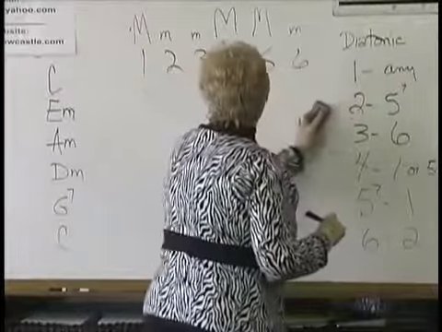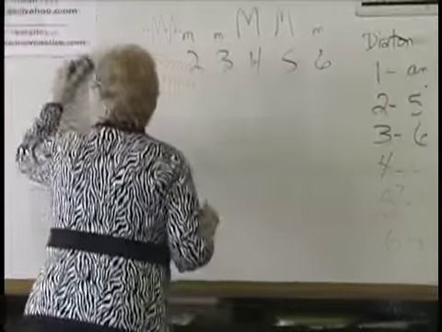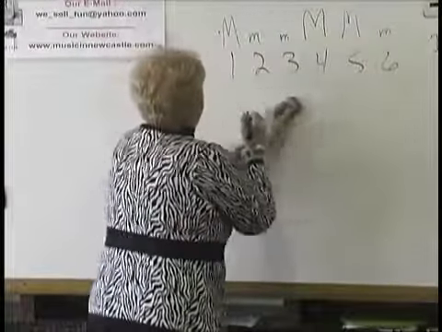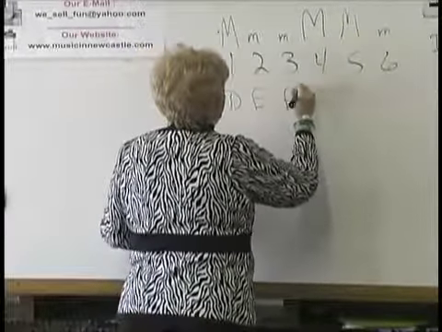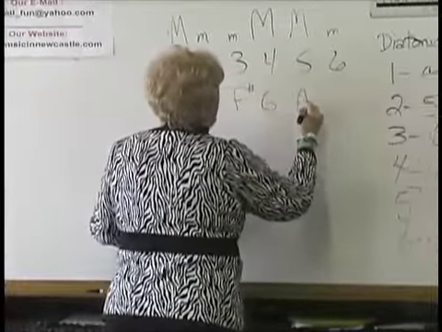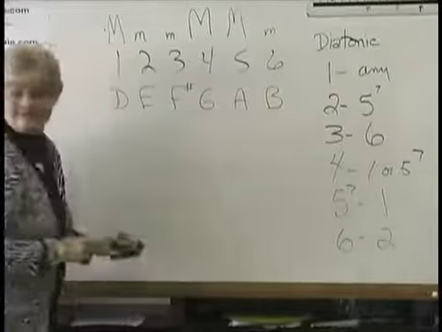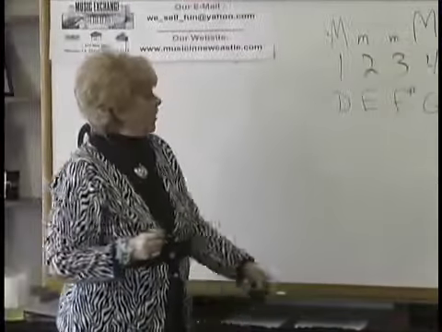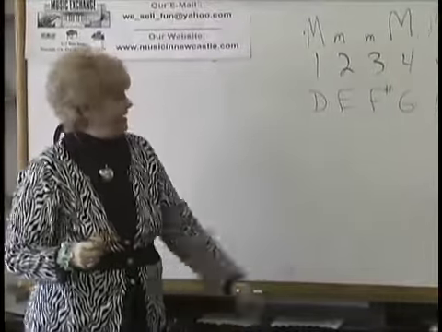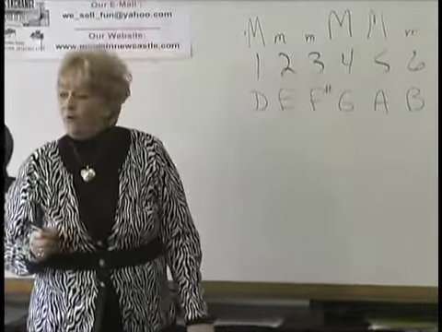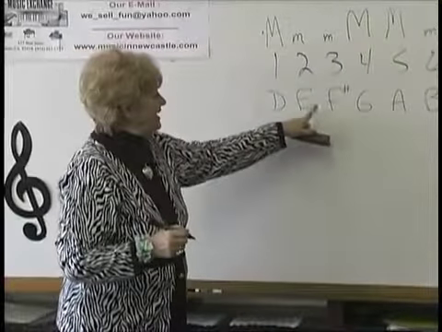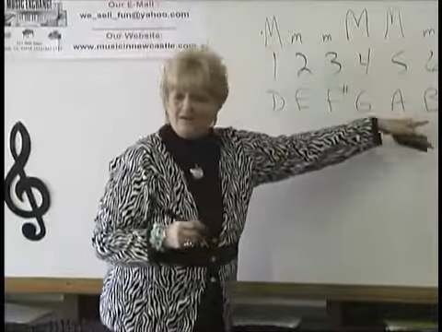Okay, so watch. Let's change the key. Let's play in the key of D. Watch how easy this is now. D, E, F sharp, G, A, and B. All right? What are the 3 major chords in the key of D? D, G, and A. What are the minors? E, F sharp, and B.